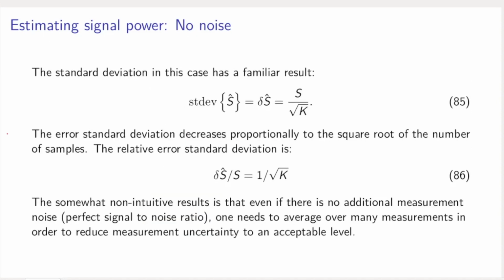The square root of the variance is standard deviation, which is signal power divided by square root of k. We can also derive a normalized error standard deviation, which is normalized by true signal power. This is a familiar result from statistics. In other words, our errors reduce inversely proportionally to the square root of the number of measurements.